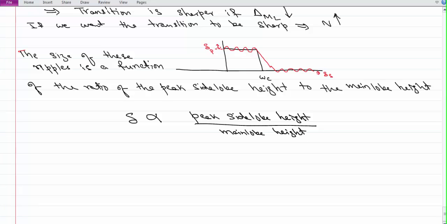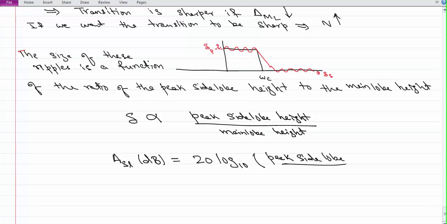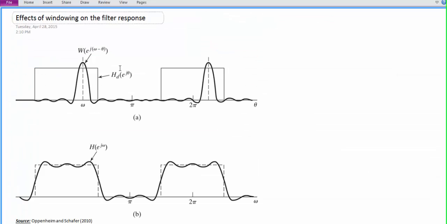And the height of the side lobe is always therefore described as a fraction. It is given as 20 log 10 of peak side lobe divided by main lobe.